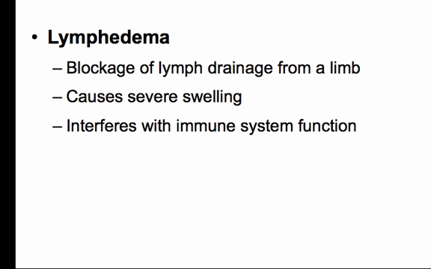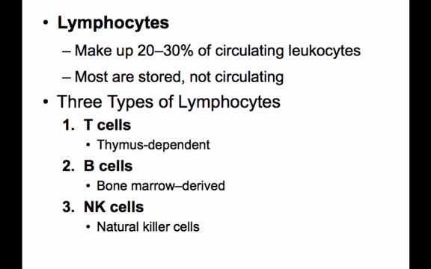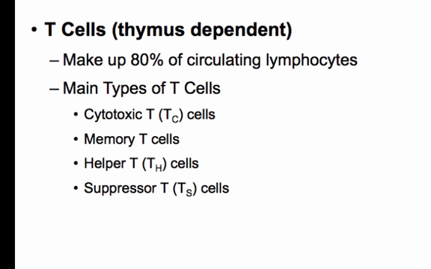Lymphedema is a condition where the lymph drainage is blocked. It causes severe swelling and can interfere with the immune system. Lymphocytes make up 20 to 30% of circulating white blood cells. Most lymphocytes are stored and are not circulating. There are 3 types of lymphocytes: T cells, B cells, and natural killer cells. T cells, or thymus-dependent cells, make up 80% of the circulating lymphocytes.